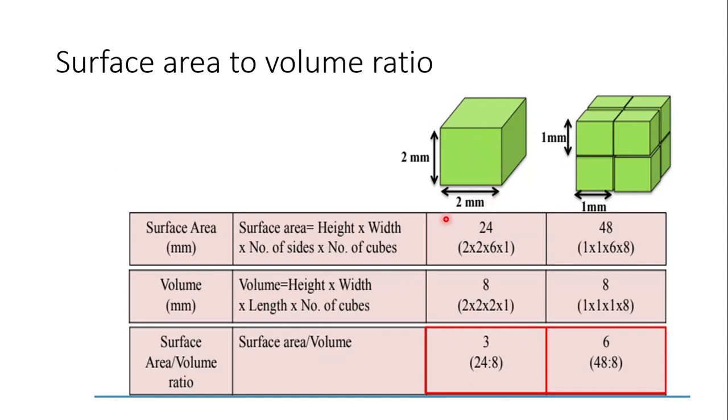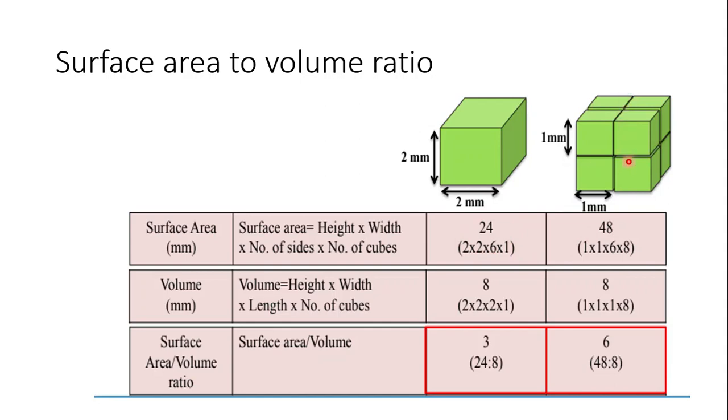Now, when I talk about this, I mean to say, for example, you have this big cube. Now this big cube is of 2 mm length and 2 mm breadth, and the surface area is height into width into number of sides into number of cubes. So the surface area of this whole cube will be 2 into 2, where 2 is the length, 2 is the breadth, 6 are the number of sides, and 1 is the number of cube. So this makes out 24.